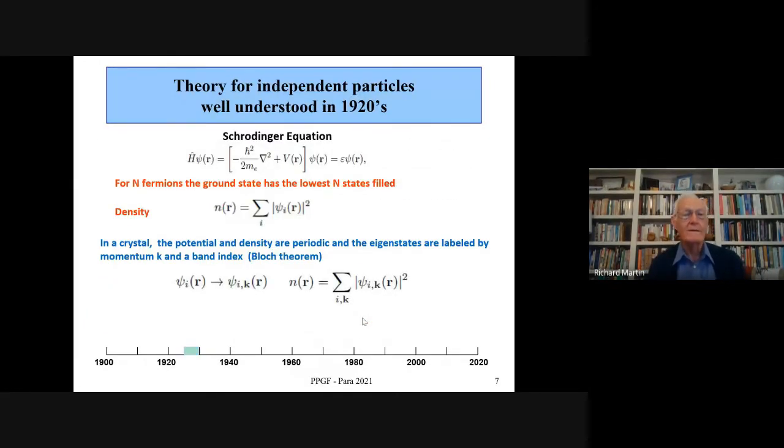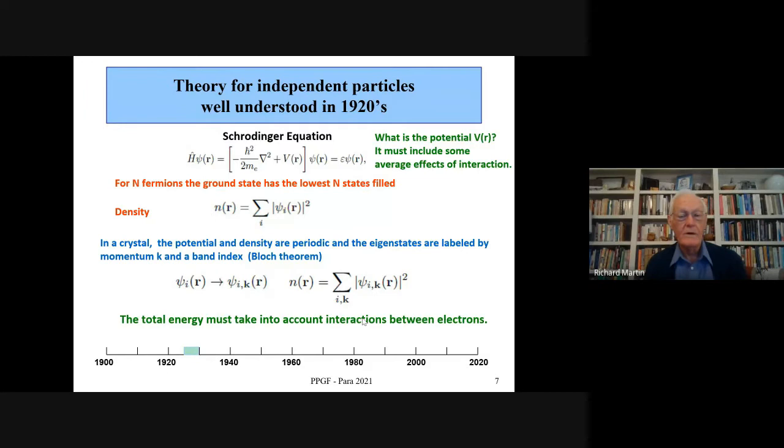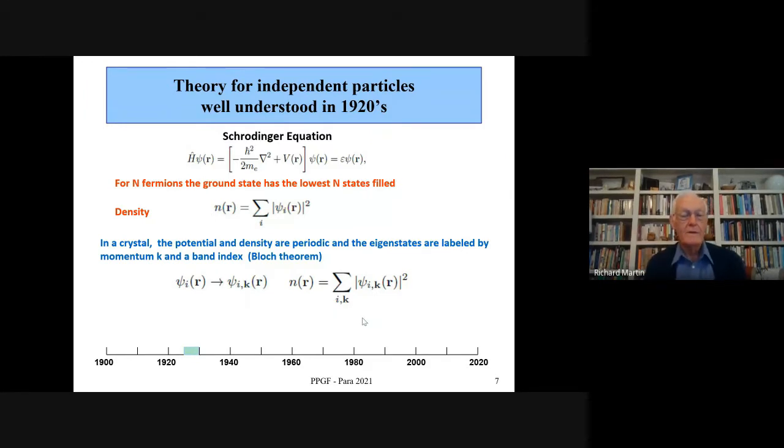So already in the 20s, the theory for independent particles was well understood. The Schrödinger equation and from the exclusion principle for N fermions and the ground state, you just sum over N wave functions squared, and each of the wave functions is calculated by a single body Schrödinger equation. And we know what to do on a solid. From the Bloch theorem, we know how to use the group theory and the states are eigenfunctions of momentum. So we can solve for infinite crystals with independent particle approximations, and it's something that's really doable.